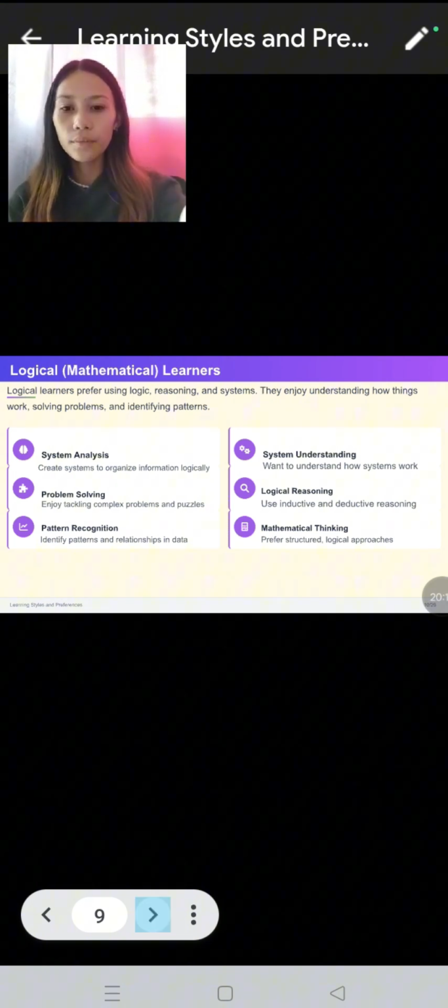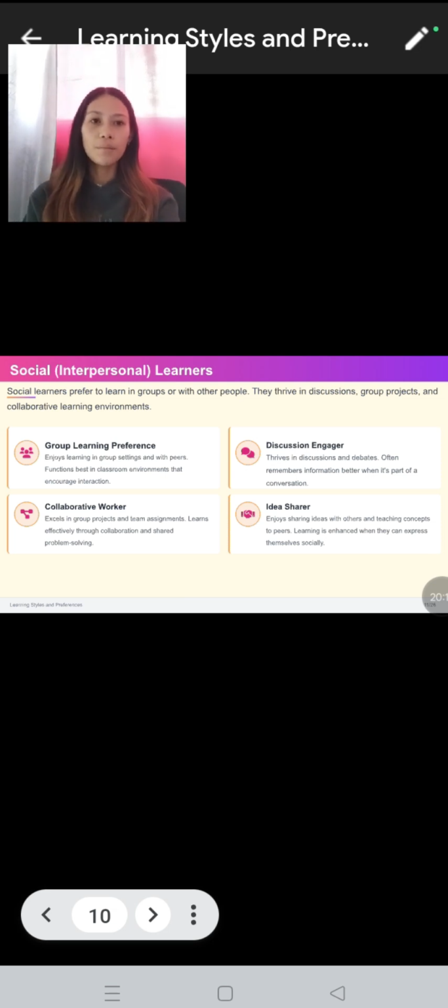So we have social interpersonal learners. Social learners prefer to learn in groups or with other people. They do really well in learning environments that involve discussion, group projects, and working together collaboratively. Social learners thrive when they can interact with their peers. Here are their main characteristics.